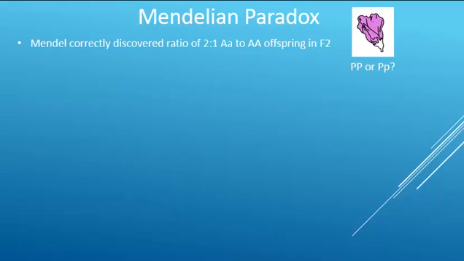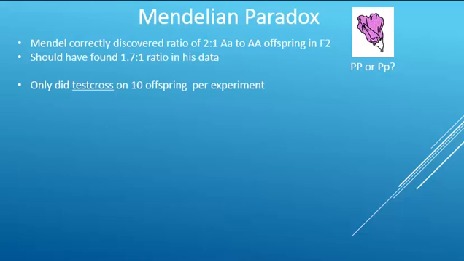And secondly, when Mendel was examining the dominant offspring produced in the F2 generation, he correctly discovered and reported a ratio of 2 to 1 for heterozygotes to homozygous dominant offspring. However, it turns out that the expectation really is that he should have had that a little bit wrong by making certain mistakes that don't seem to have been made. He should have probably found about a 1.7 to 1 ratio in his data by just natural error. And this is because he only did test crosses on 10 offspring per experiment.